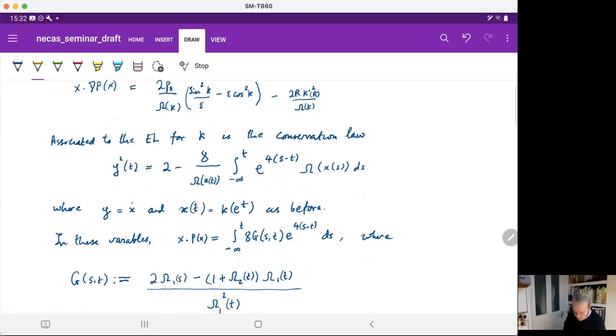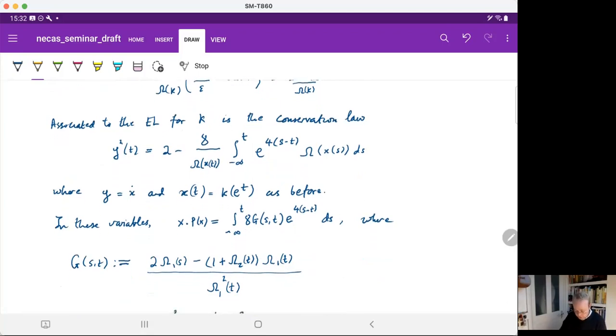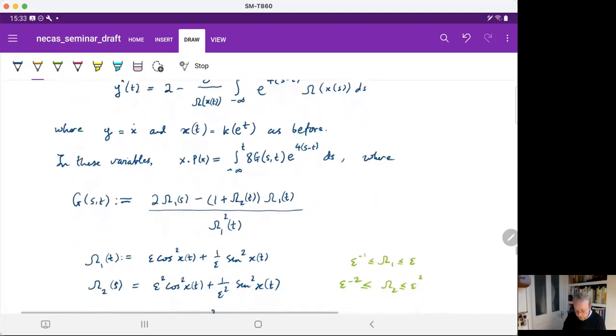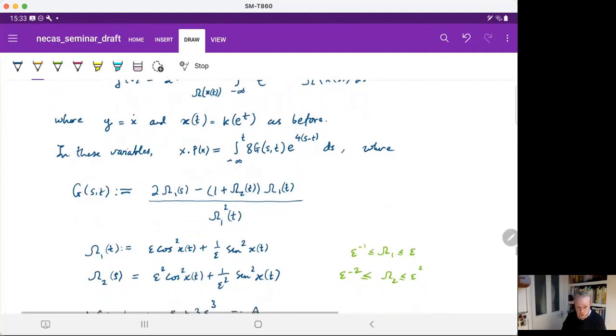Okay, so you're integrating a function g of s comma t against something else, e to the 4s minus t, and the function g is explicitly known. It's this function here. I've written it here, 2 omega 1 s minus and so on. So that's g. And all you need to know for g is what omega 1 and omega 2 are. Omega 1 is exactly omega from earlier. And omega 2 is like omega 1, except you replace epsilon with epsilon squared.